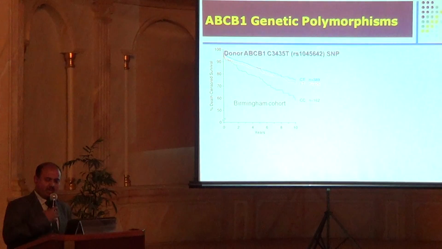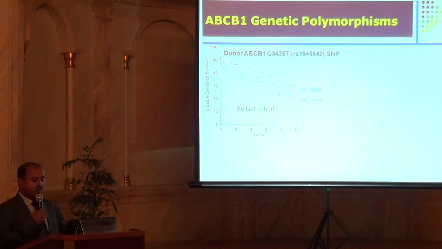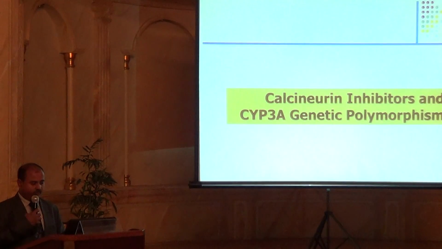They started with a discovery cohort from Birmingham, UK, and they found that the CC genotype is linked to poor graft survival. The same was confirmed in the Belfast cohort. The CC genotype carries the lowest graft survival. And in the CTS study, including approximately 3,000 cases, you'll find here CC, and especially with tacrolimus, linked with poor graft survival. So it is not only the dosage, but also the genetic polymorphism that is associated with outcome.